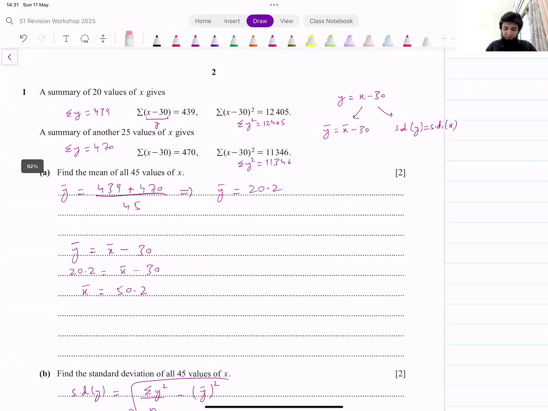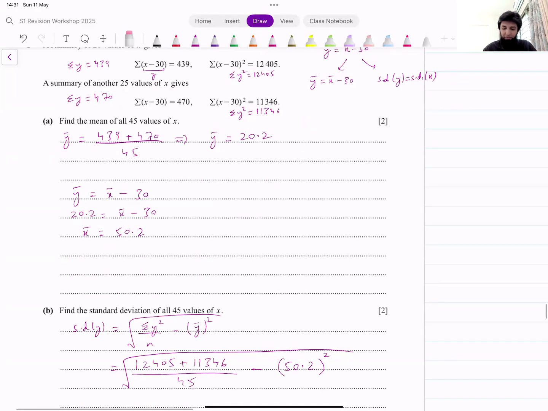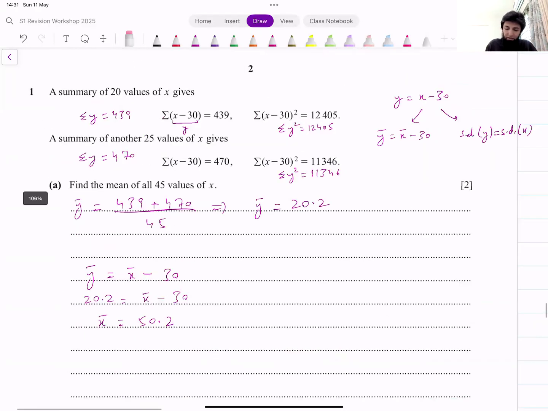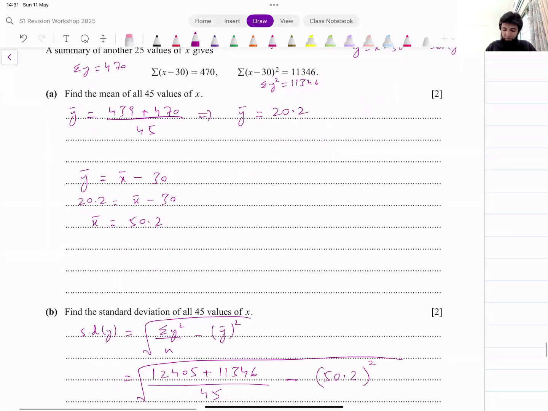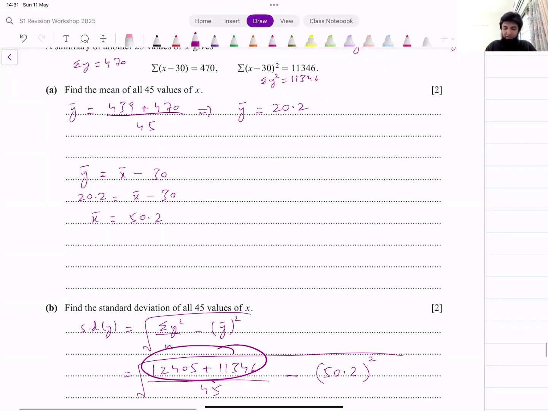Similarly, for the standard deviation for all values of x, do the same thing again. Sigma y squared is this for 20 values. For the other 25 values, sigma y squared is this. You find the sum of them to find the overall sigma y squared. That's going to be the numerator here, divided by 45 minus the mean squared, and square root of that gives you the result.